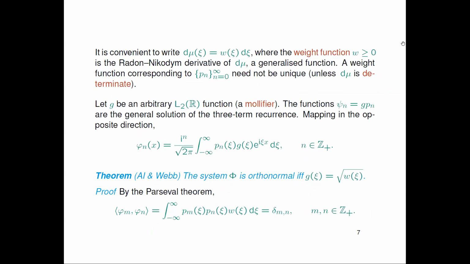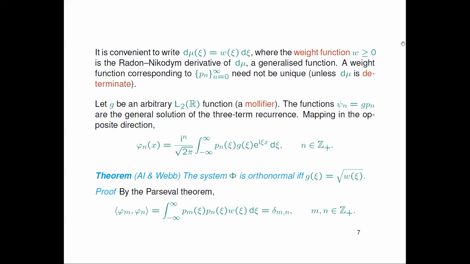So first of all, let us write a Borel measure as a weight function times d psi. The weight function is a Radon-Nikodym derivative, so it is in principle a generalized function, but we are not afraid of generalized functions. And take an arbitrary L2 function g, non-negative. Then if the P n's obey a three-term recurrence relation, then g times P n also obeys a three-term recurrence relation. And this will turn out to be a key. And then go all the way back. So g times P n is a solution of the recurrence relation.